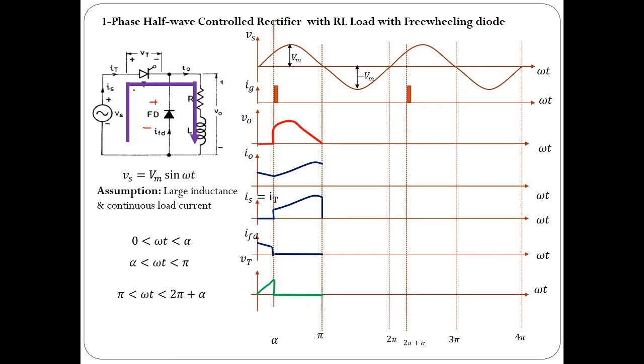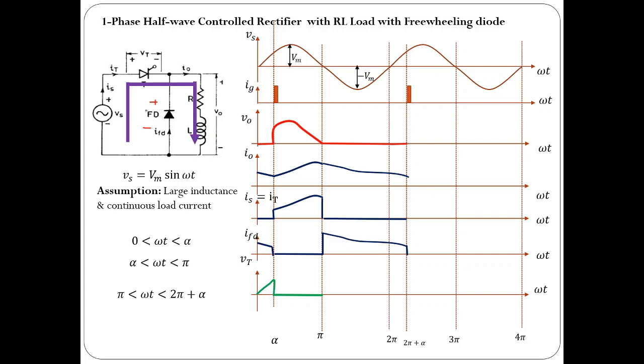And pi onwards, omega t ranging from pi to 2 pi plus alpha. So what would happen? During that period, the voltage across the load is going to be reversed, that is negative, right? You can see at omega t equal to pi, the output voltage tries to become negative, but once it starts becoming negative, this freewheeling diode would be forward biased.